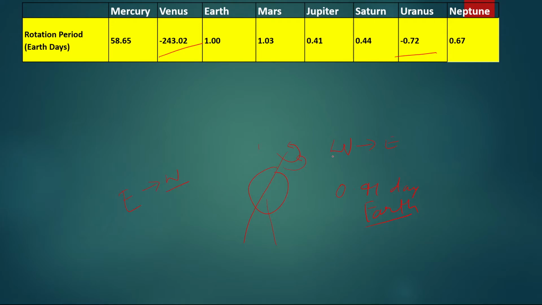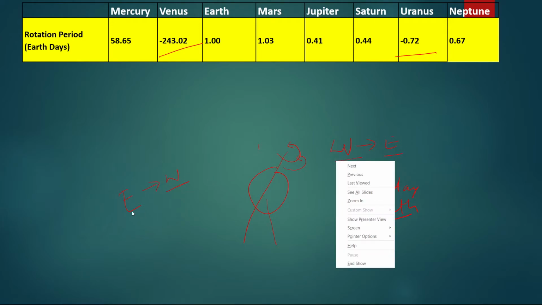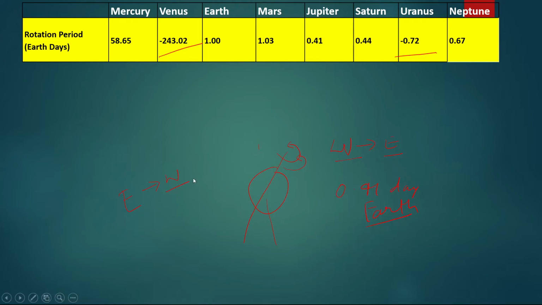So here we can find that the sun rises first in the east, then comes to the west. However, on Venus and Uranus you will find the sun rises first in the west and then in the east. Now we will come to the orbit period.